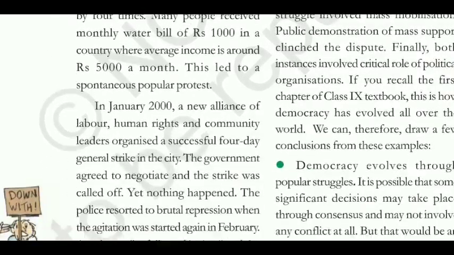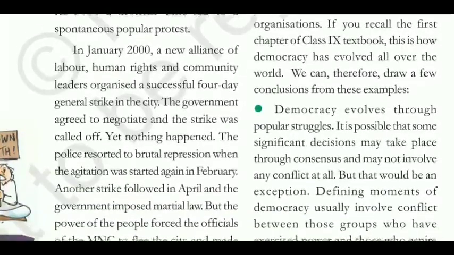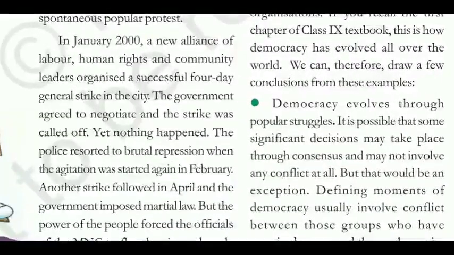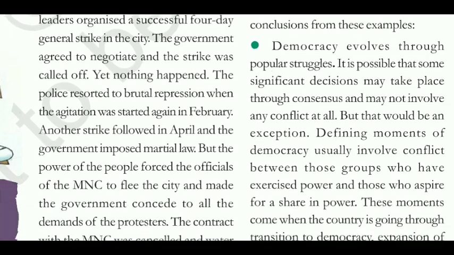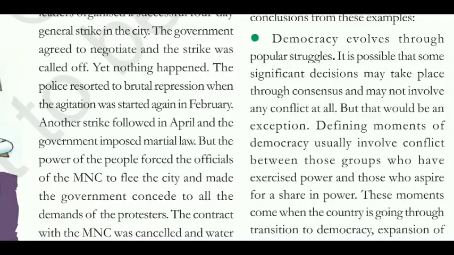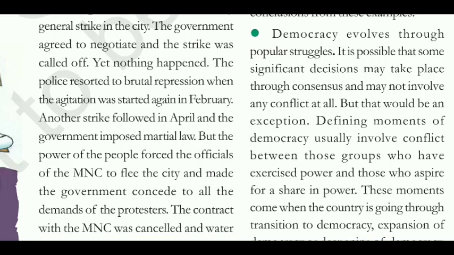In January 2000, a new alliance of labor, human rights, and community leaders organized a successful 4 day general strike in the city. The government agreed to negotiate and the strike was called off. Yet nothing happened. The police resorted to brutal repression when the agitation was started again in February. Another strike followed in April and the government imposed martial law.